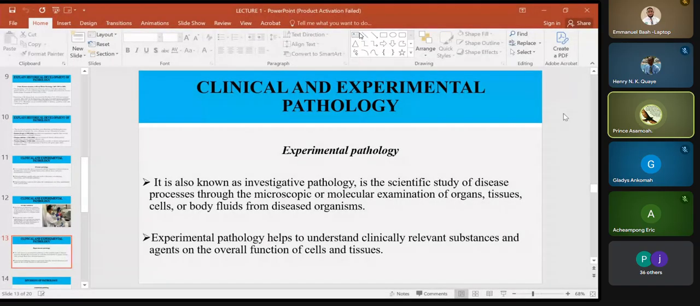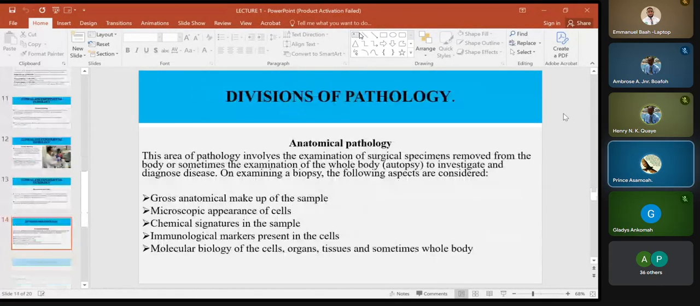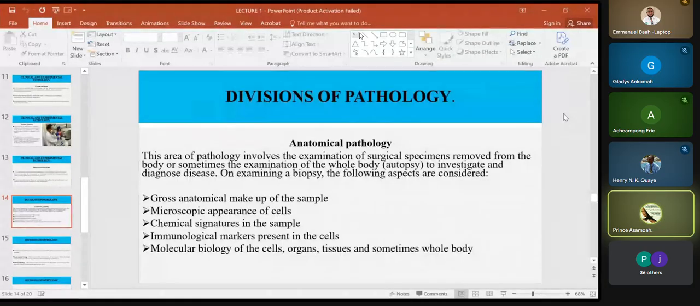So as clinical is, you have a disease, I want to confirm what it is, so I send it to the lab. They give me the results, I interpret. Experimental, they are trying to observe, they are trying to put things together at the lab. Why is this like this, why is it this way? That's experimental pathology. And those who would want to go into research and go and work at Noguchi, this is your area. Then after that, we are going to look at some of the divisions of pathology.